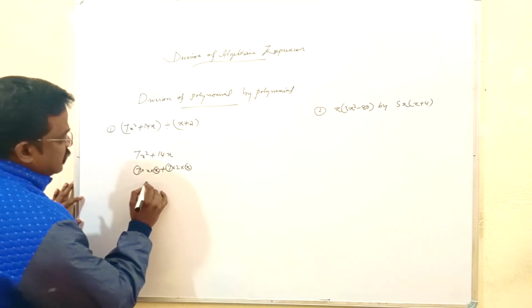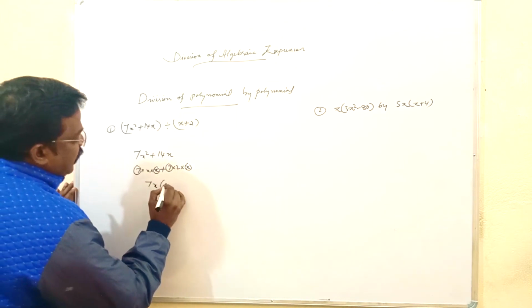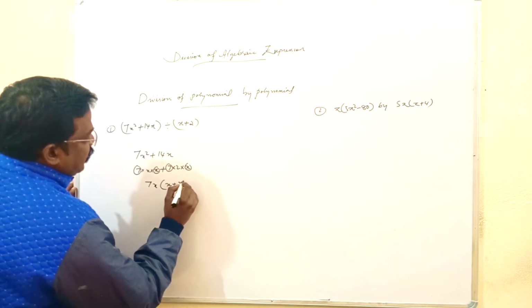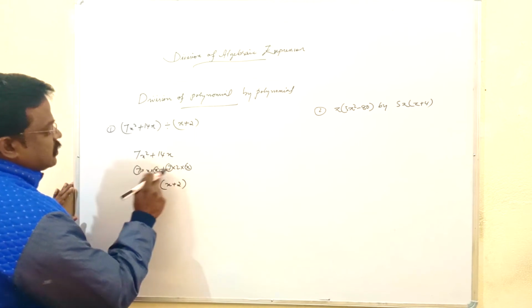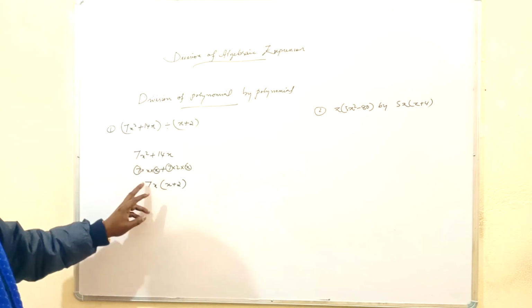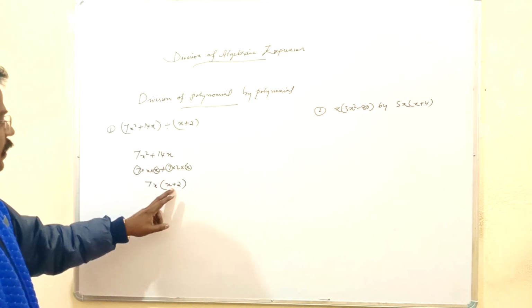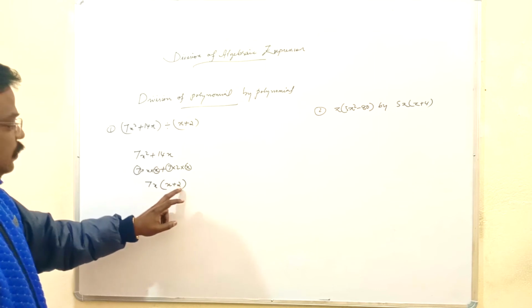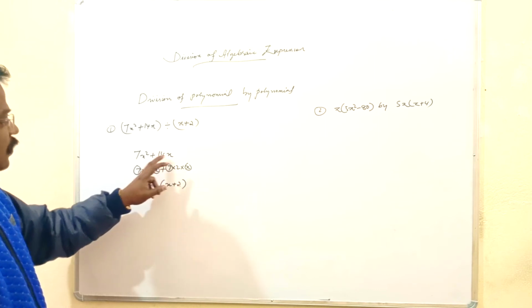So what are we going to do? 7x we will write outside the bracket. Then x plus 2 will remain, x and 2, x plus 2. 7x into x plus 2: 7x into x, 7x square, 7x into 2, 7 into 2, 14, 14x.